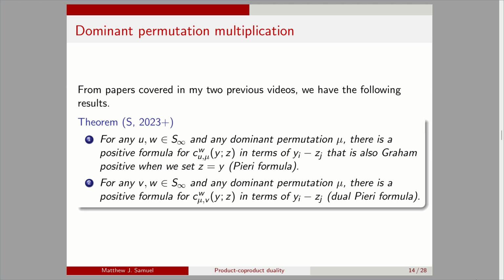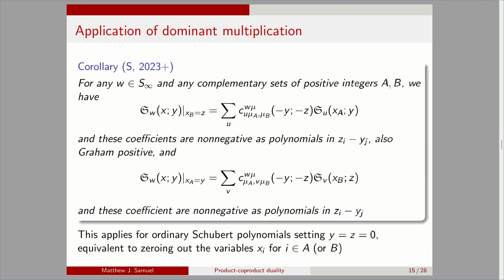We also have, for any v and w in S infinity and any dominant permutation mu, there's a positive formula for c_mu v^w of y and z in terms of y_i minus c_j. This is the dual Pieri formula. So we can apply this and apply the product-coproduct duality theorem to get the following corollary.